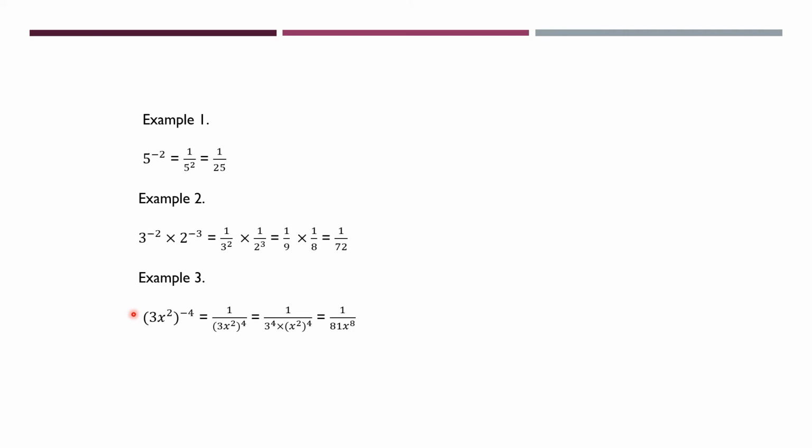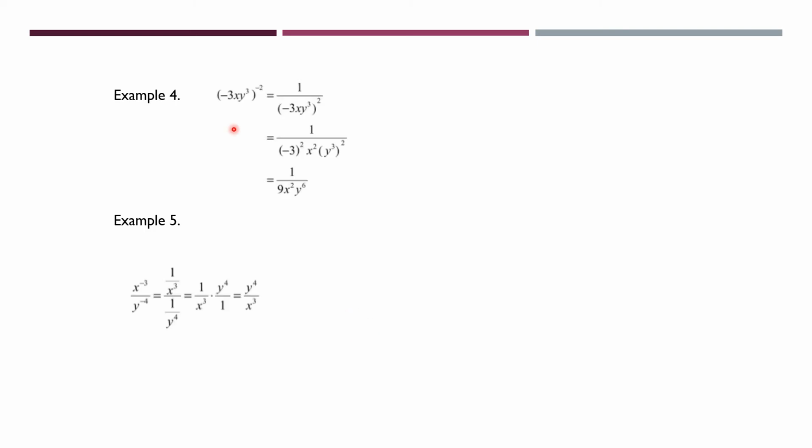Next example, (3x square) whole raised to minus 4. We can write this term as 1 by (3x square) whole raised to 4. Then the answer will be 1 by 3 raised to 4 into (x raised to 2) whole raised to 4. Then the answer will be 1 by 81 into x raised to 2 into 4, that is x raised to 8.